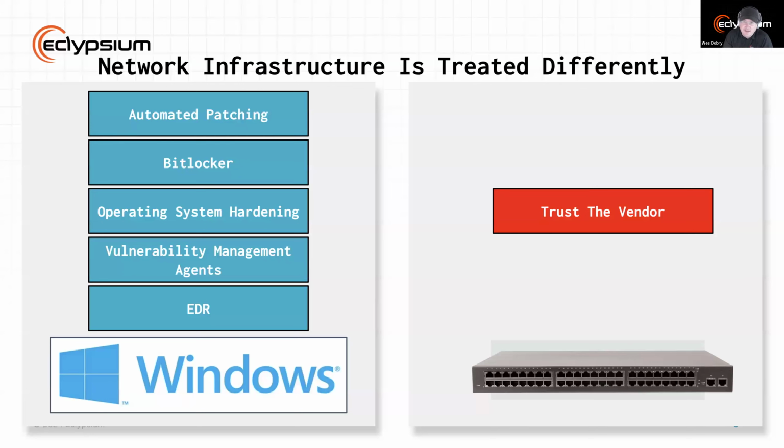But when we look at something like a switch, router, firewall, load balancer, all of those other appliance-based solutions, we end up in a scenario where we only have one thing, and that's simply to trust the vendor. And this means that since they're treated differently, we have much different initial vectors of attack on them, and ultimately a lot different perspective to how they're patched and maintained.